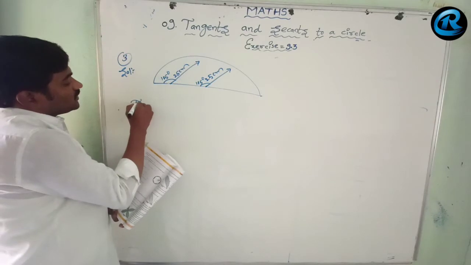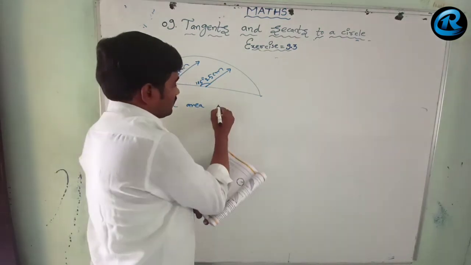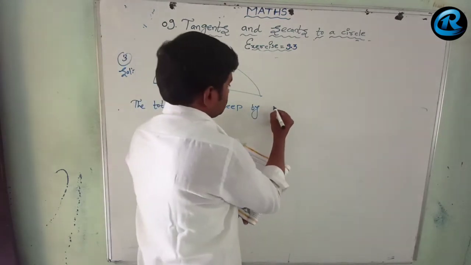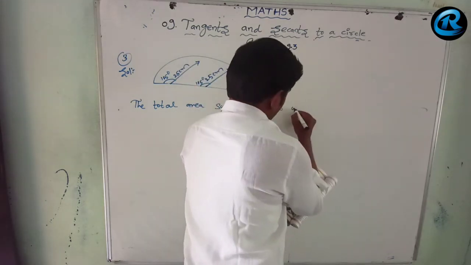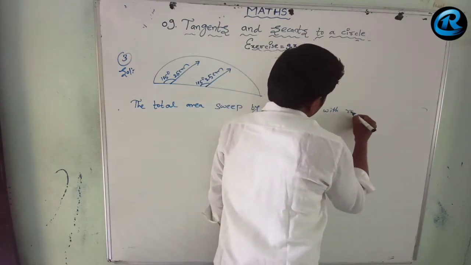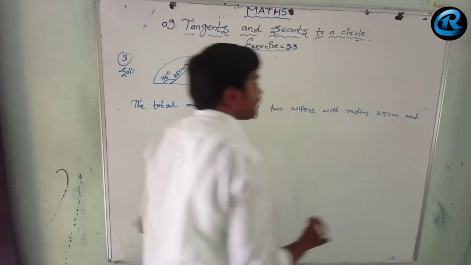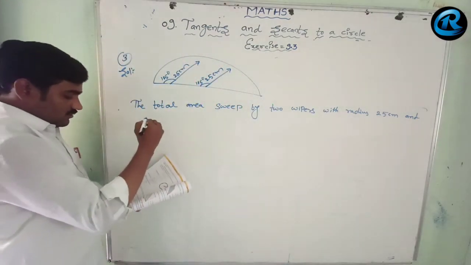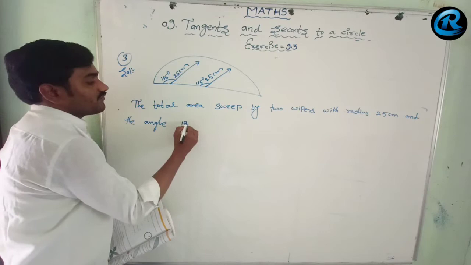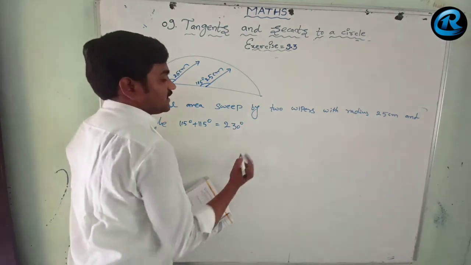So let us find out here the total area swept by two blades, two wipers, with radius 25 centimeters and the angle 115 degrees plus 115 degrees is equal to 230 degrees total.